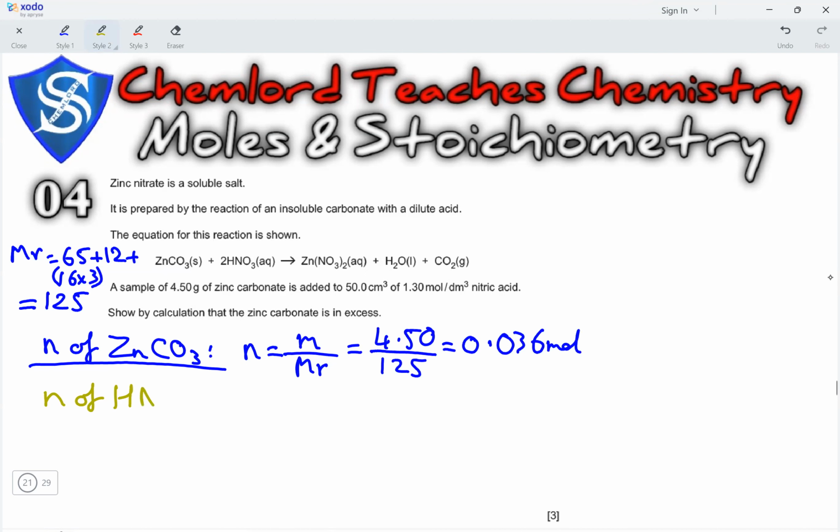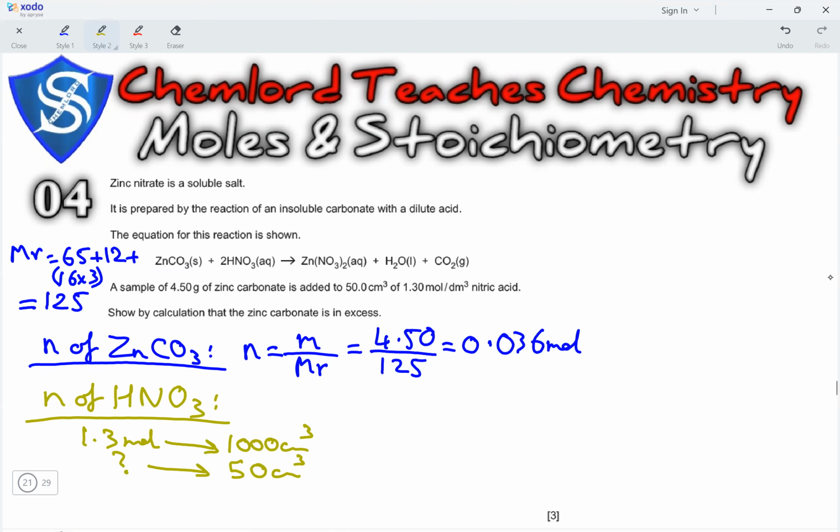Next, we need to calculate the number of moles of HNO3. In order to calculate the number of moles of HNO3, we need to use the volume and the concentration of nitric acid given. So the concentration of nitric acid is 1.3 mol per dm³, which means 1.3 moles are present in 1000 cm³. And the volume of nitric acid used is 50 cm³. So we would need to calculate how many moles would be present in 50 cm³.